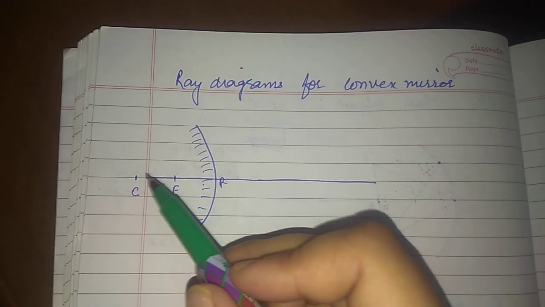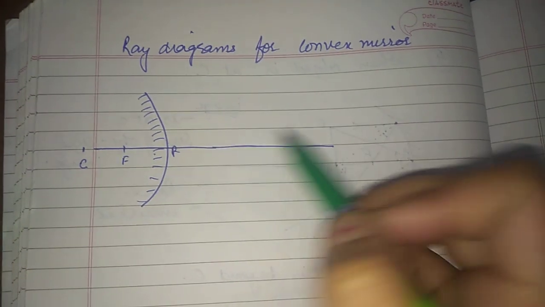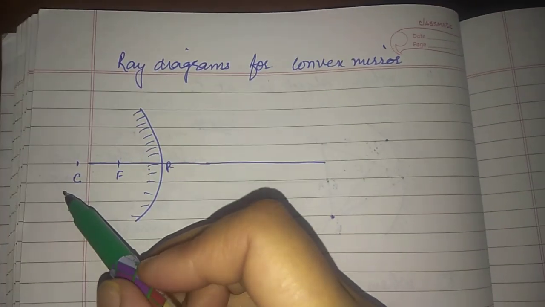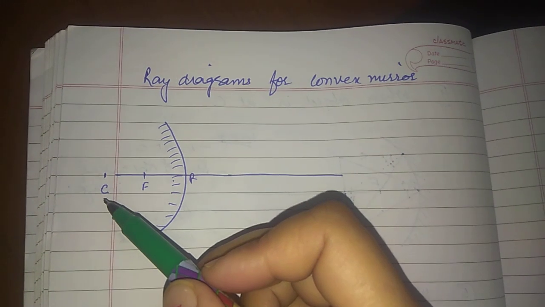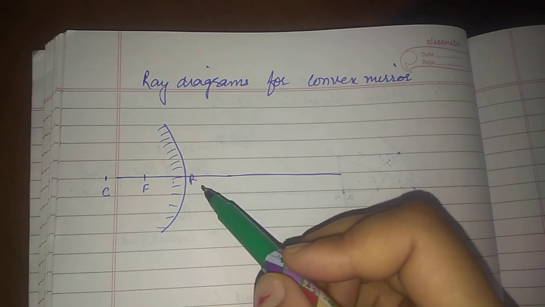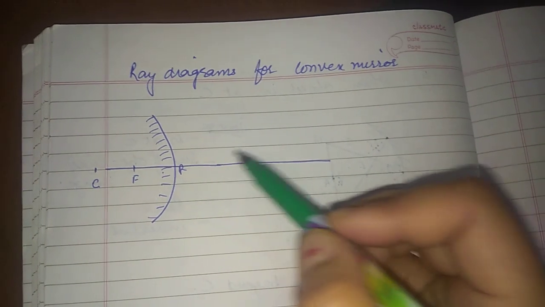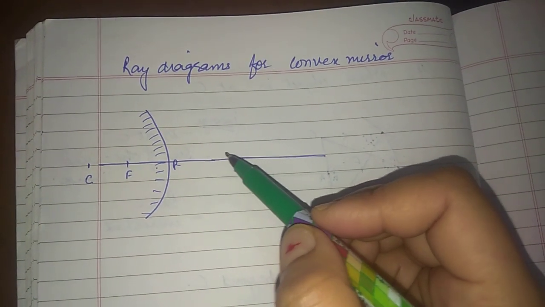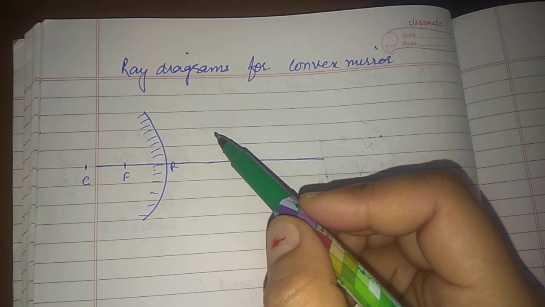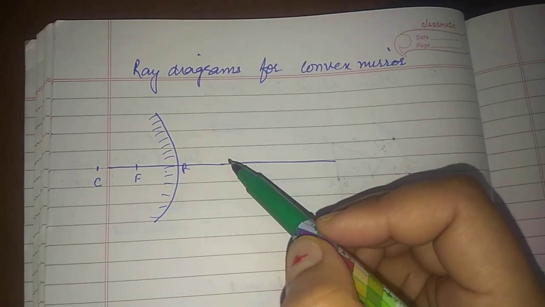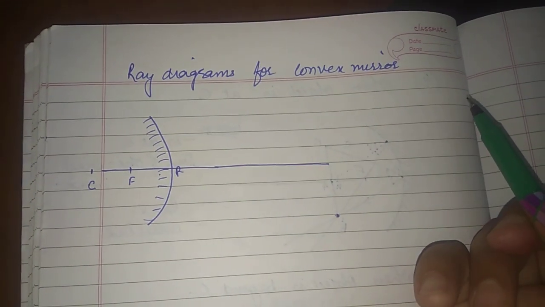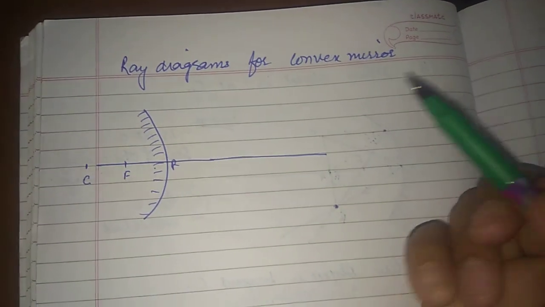In order to get the image, we have to place the object in front of the mirror. So all those cases which we have discussed for concave mirrors, we cannot discuss the same cases for the convex mirror. So here the image would be in front of the mirror. So we can consider only 2 cases, when the object is lying near to the mirror and when the object is lying very far away from the mirror. So 2 cases we can consider here.